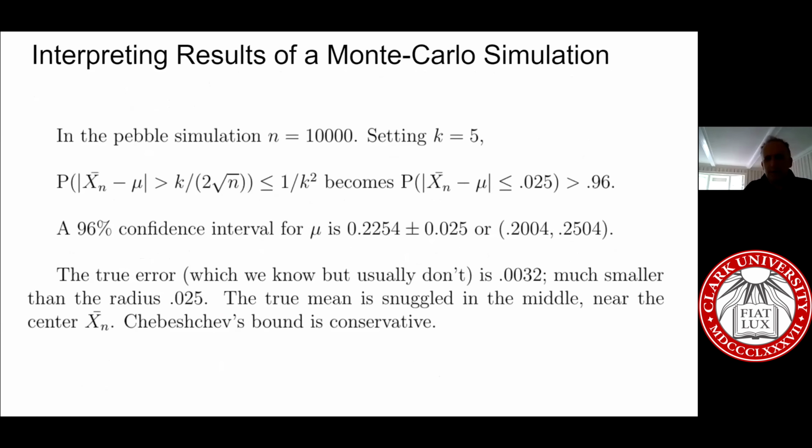We computed the true error because we knew the true probability, but usually we don't. So usually we're happy to have a confidence interval rather than a point estimate. Doesn't tell you very much. 0.0032, much smaller than the radius. The true mean is snuggled right in the middle of that interval. It's protected. And the reason is Chebyshev's bound is conservative.